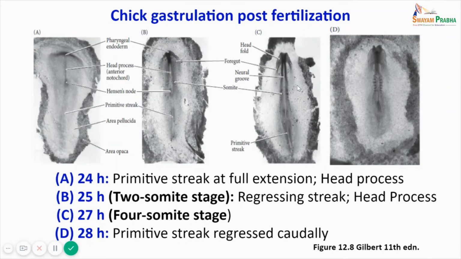The third diagram shows the four somite stage, which is around 27 hours of the chick embryo development. Here also the somites are being formed, and we can even count the four pairs of somites being formed on either side of the notochord, while the primitive streak is regressing. The D diagram shows the primitive streak has regressed to the caudal portion of the embryo, and this is the 28-hour stage of the chick embryo post-fertilization.